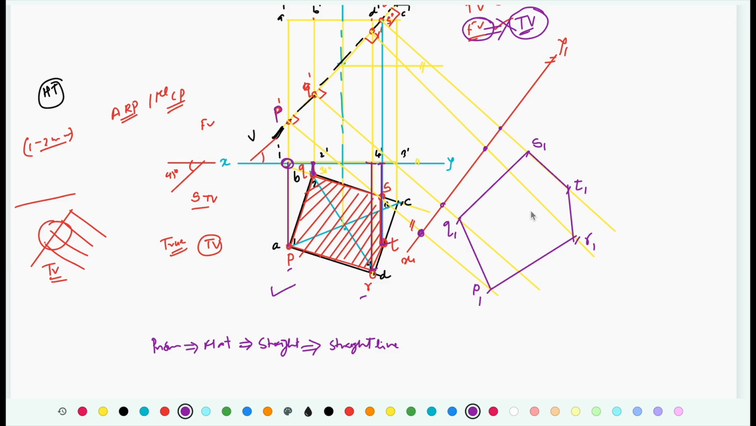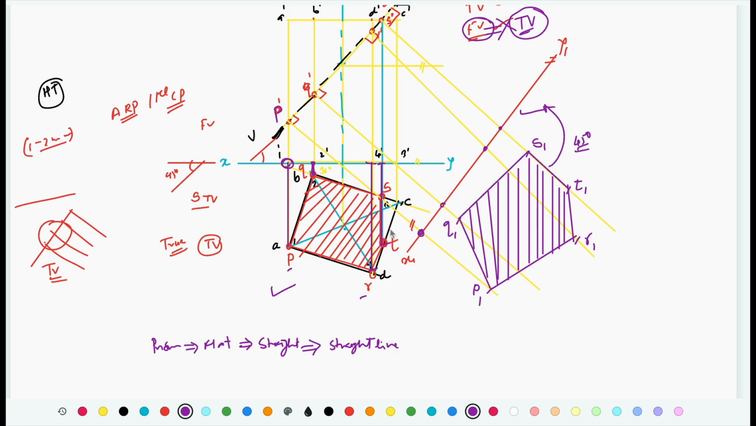Now for this true shape of the section, the reference line is this X1 Y1. So the section lines that we are going to draw over here are to be inclined at an angle of 45 degree with the plane X1 Y1, 45 degree to X1 Y1, and equally spaced at a distance of between 1 to 2 mm. So this is going to be the final solution.